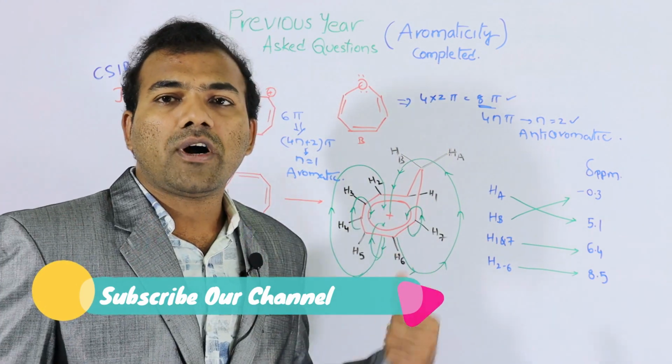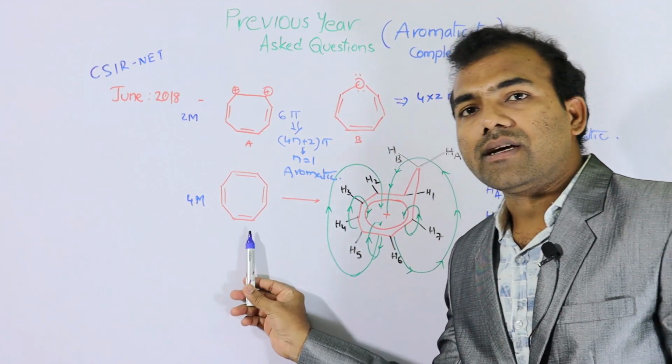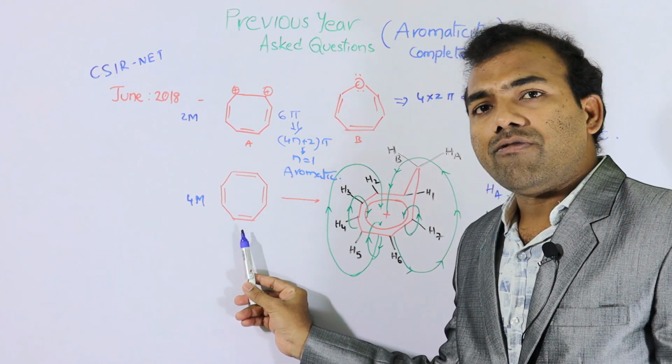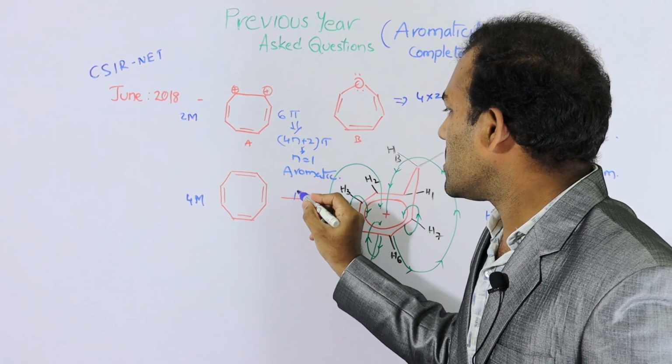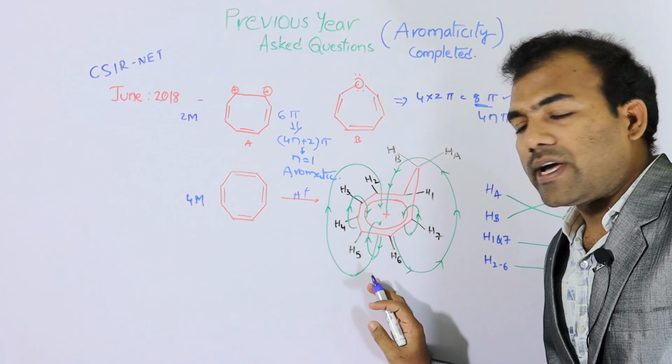This was also asked in the same year, in the same examination, for 4 marks. See here, cyclooctatetraene is asked in the examination. When we react this compound in the presence of acid, H plus, then a cation is formed. Okay.